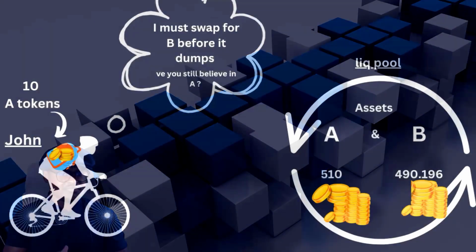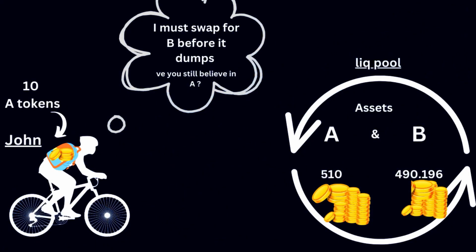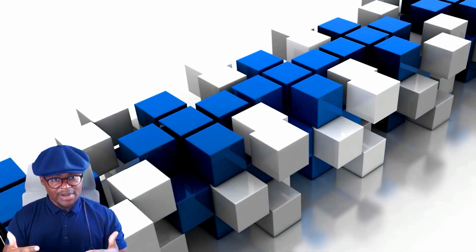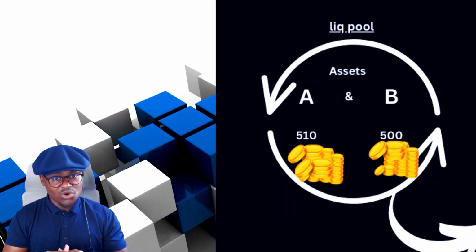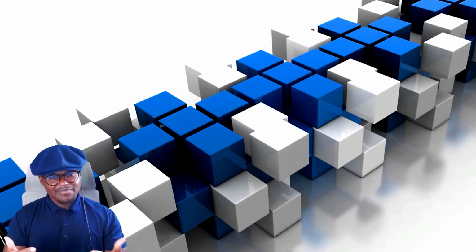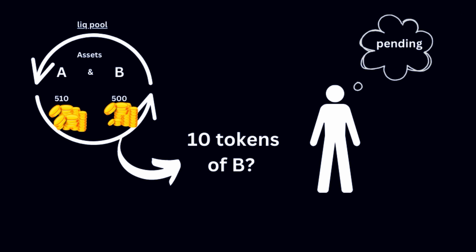Say a trader John brings 10 tokens of asset A to swap for tokens of asset B. How many tokens of asset B will trader John receive? Let's dig into it. Upon the swap, we will now have 510 tokens A and 500 tokens B. You might be like, well, the pool will just give him 10 tokens of asset B and be left with 490 tokens since, well, assets A and B have the same dollar value. But here is how it will actually happen.